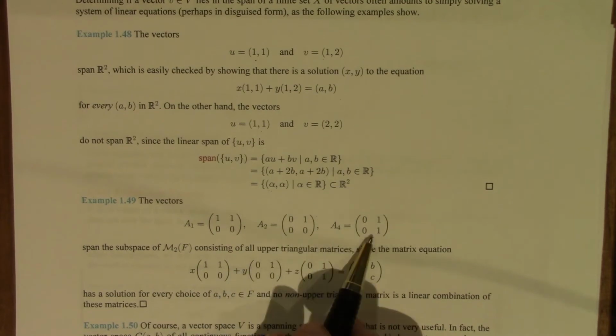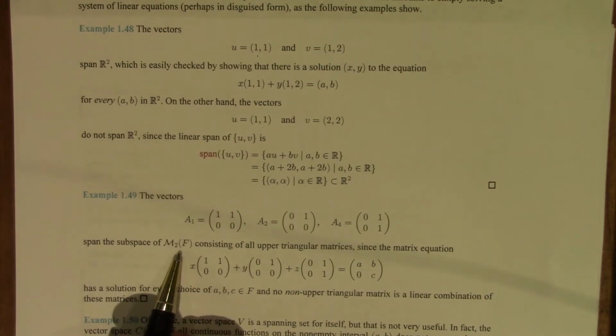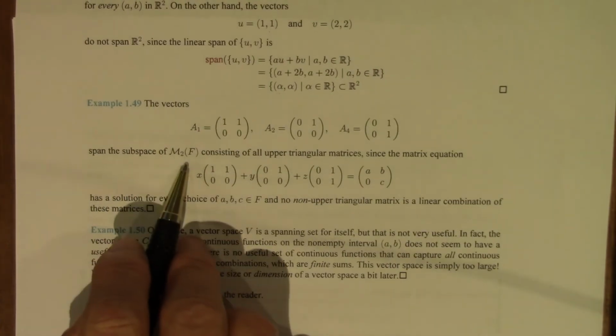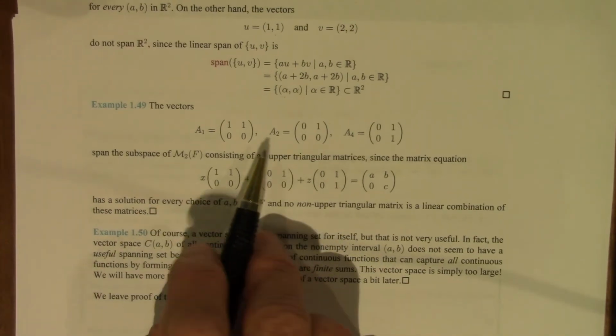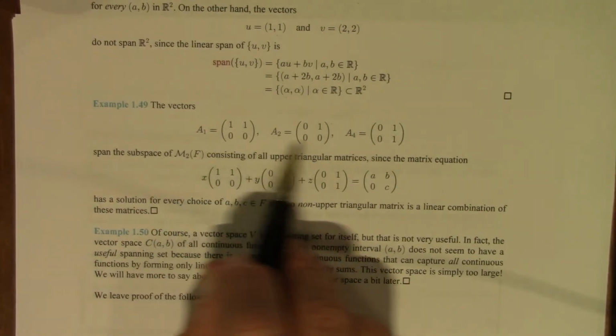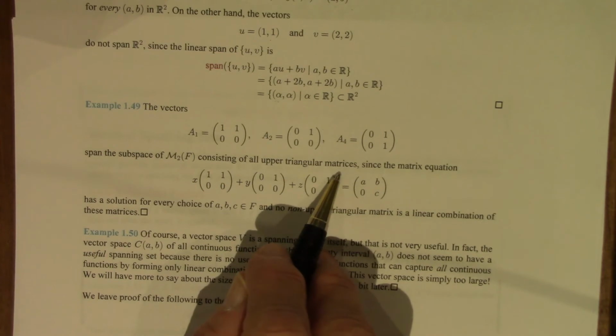These three vectors span the subspace of the vector space of all 2 by 2 matrices consisting of just the upper triangular matrices. These three matrices span the vector space of upper triangular matrices.